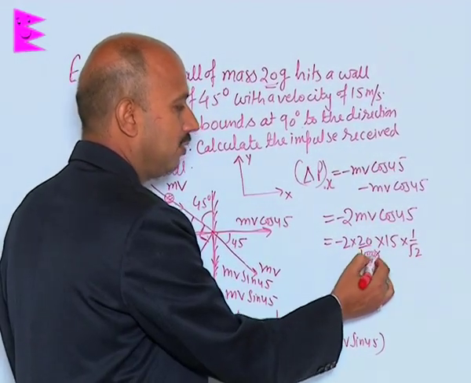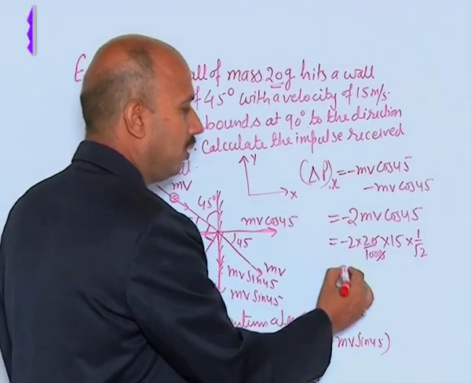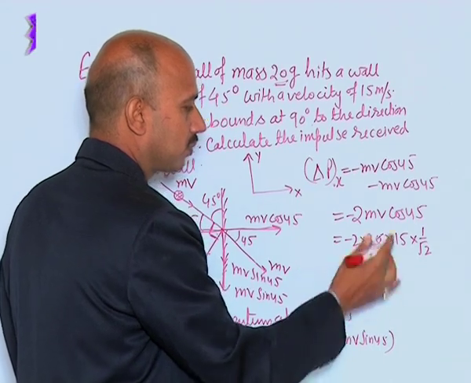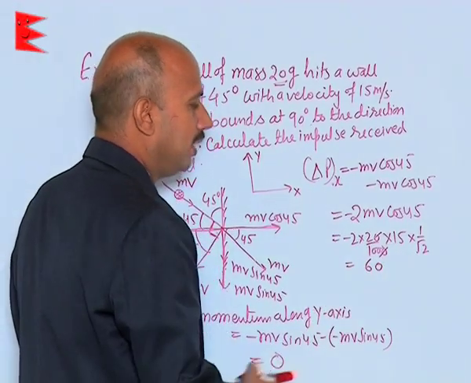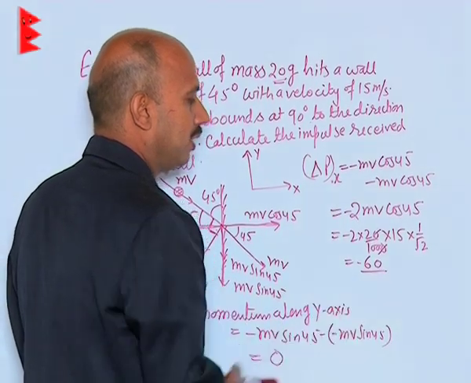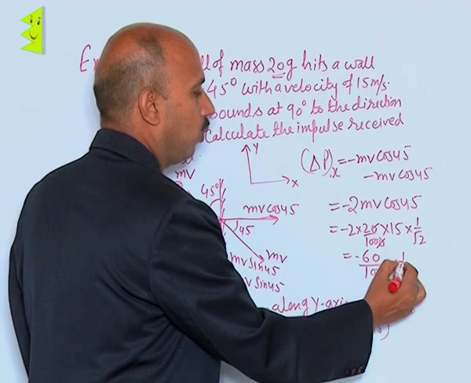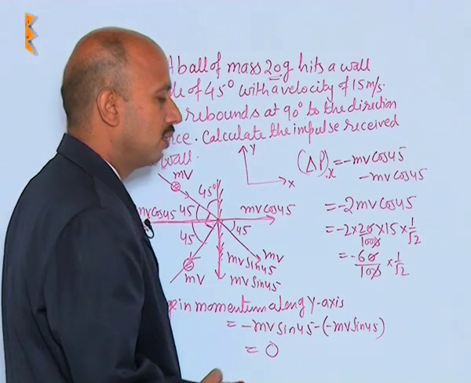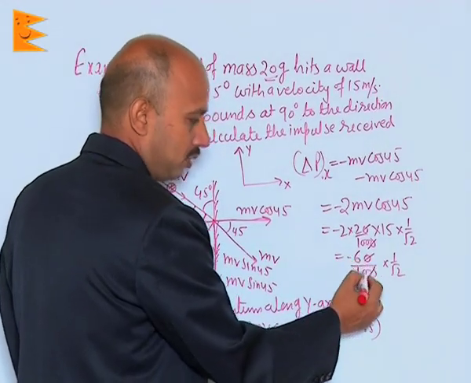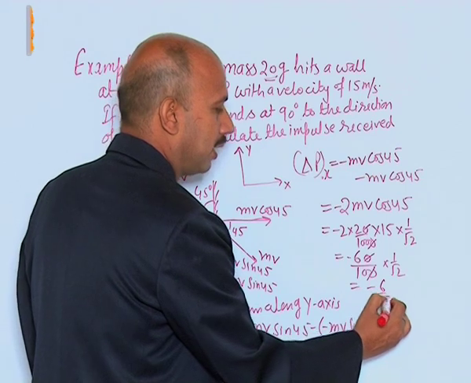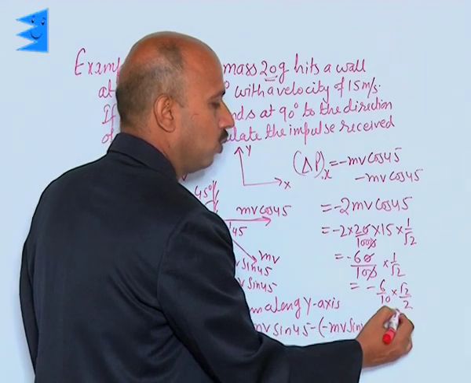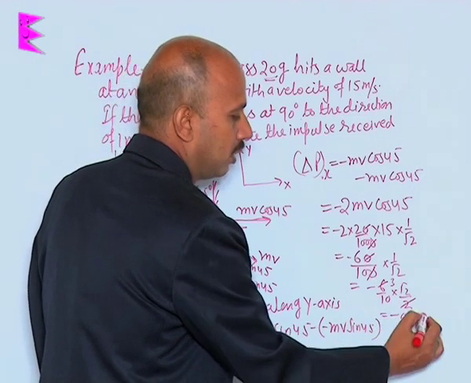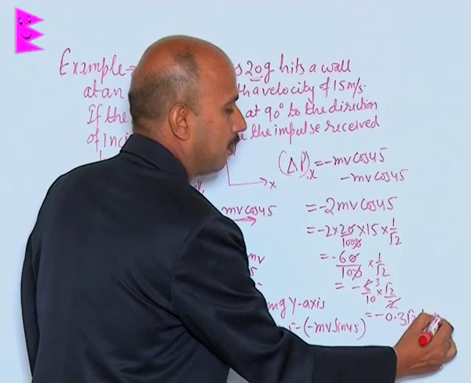So, we can take this 0, and here 15 into 4, that is 60, divided by minus 60 divided by 100 into 1 by root 2, this is cancelled also here, and then we can write here minus 6 by 10 root 2 divided by 2. So, this is cancelled here 3. So, minus 0.3 root 2 kg meter per second.